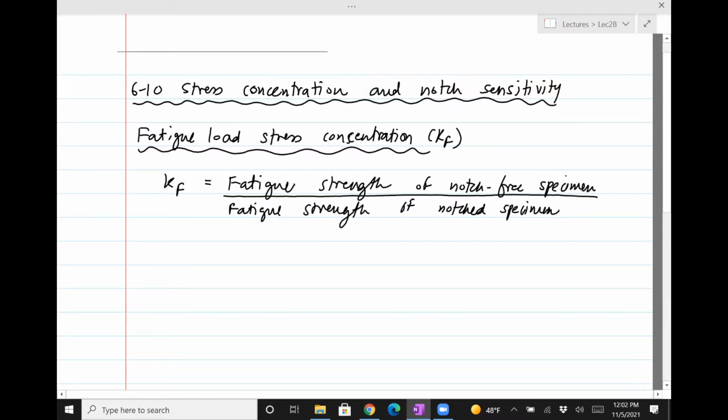Okay, so we know that the stress concentration factor, for example, is greater than 1. And in this case, Kf is also greater than or equal to 1, because the fatigue strength of a notch-free specimen is always going to be greater than the fatigue strength of a notch specimen, because adding notches decreases the ability of a material to withstand stresses. So that factor will be greater than or equal to 1.